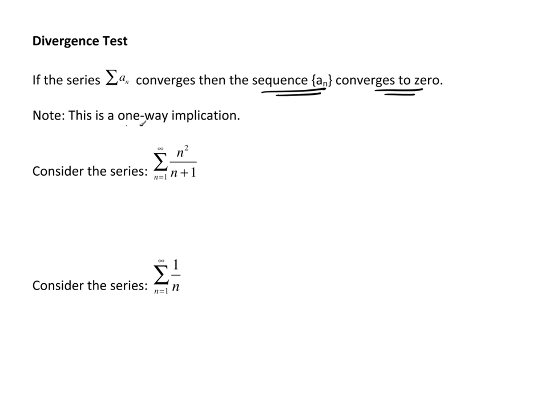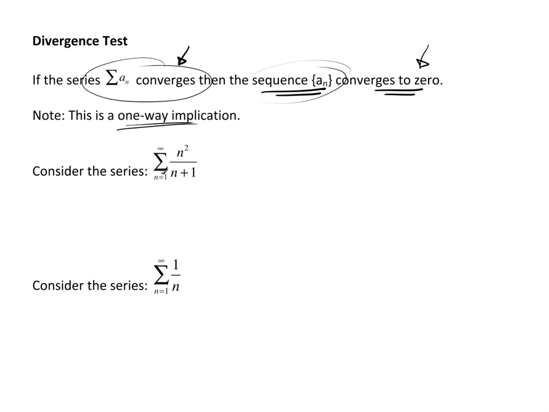Now this is what's known as a one-way implication. So if this converges to something, a real number, then the sequence must converge to 0, period. By one-way implication, I'm saying if the sequence converges to 0, the series may or may not converge. Just because the sequence converges to 0, it doesn't mean that the series will converge. But if the series converges, then the sequence will in fact converge to 0. And I'll show you a couple examples of that.